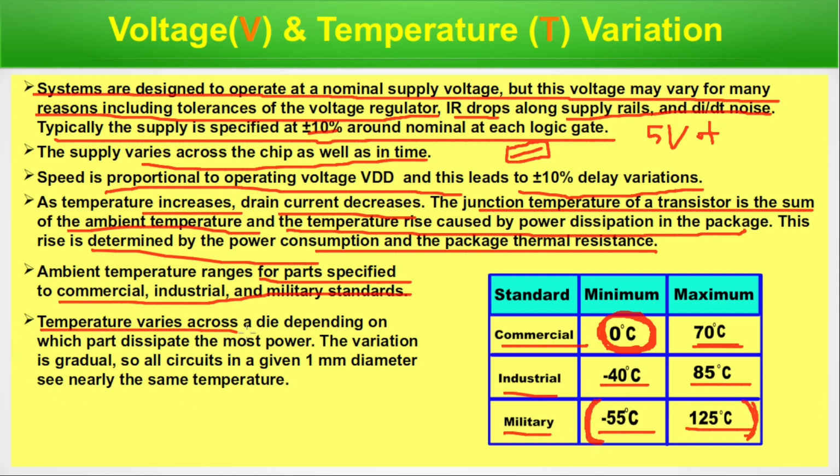Now temperature varies across a die depending on which part dissipates the most power. The variation is gradual, so all circuits within a given 1 millimeter diameter see nearly the same temperature. This is about voltage and temperature variation. We are done with this slide. We will move to the next slide.